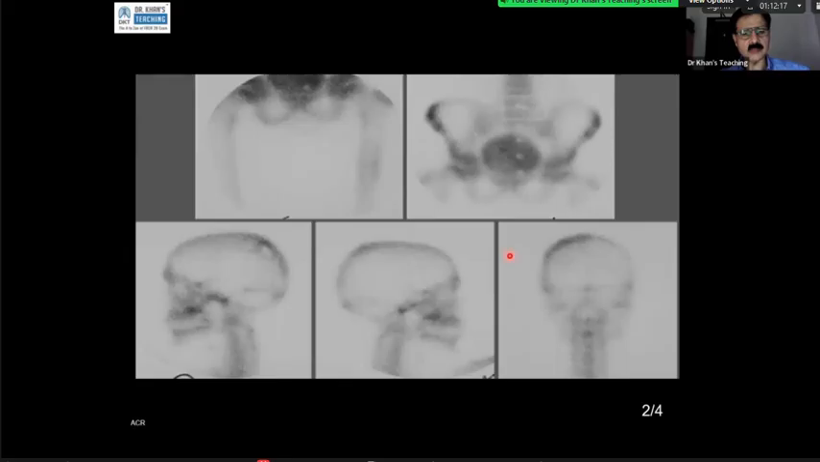So here, the same case has got a skull. Candidate 3, the same has got a nuclear scan. What do you think is happening? So I can see that there is focal increased uptake on the right side of the skull. What will you do next?